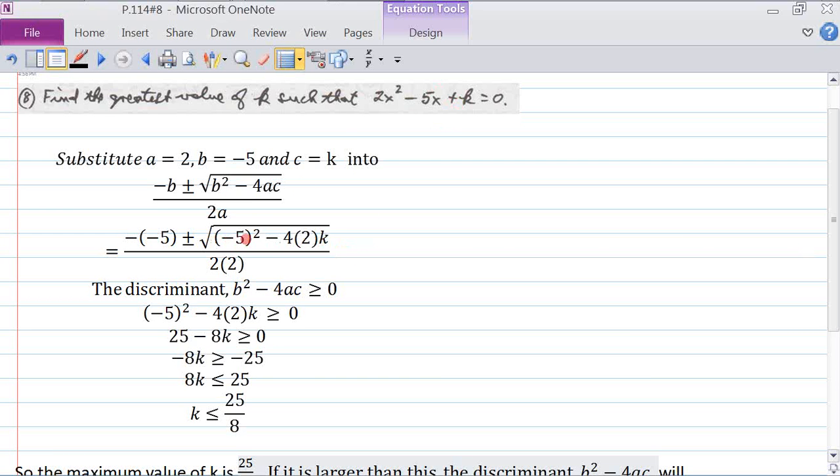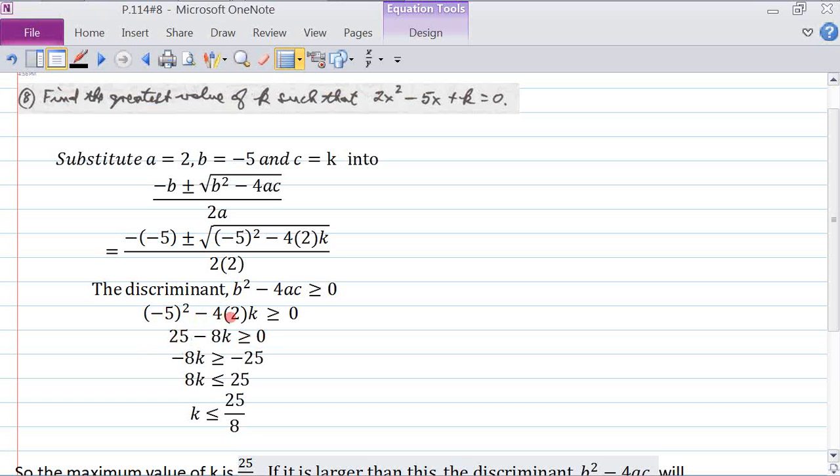So what we really need to do is look at this, not the quadratic. We need to look at the discriminant. B squared minus 4ac has to be greater than or equal to 0. So if we set this up, we get minus 5 squared minus 4 times 2k. So I'm just going to take this out. That's the discriminant. And I get 25 minus 8k is greater than or equal to 0.